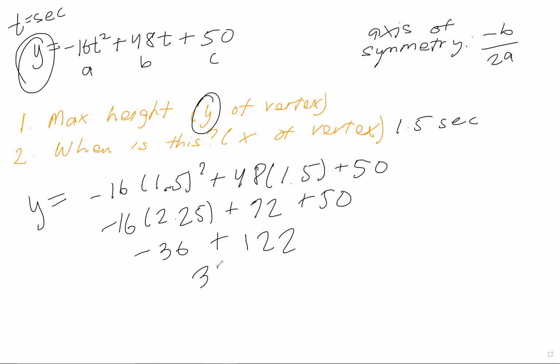Wait, did I do it wrong? Hold on. Let me check what I did. Wait, say that again. What was your answer? 86? That's correct. Okay, sorry, I just had to make sure. So the maximum is going to be, when you kick it off of the cliff, 86 feet, and that's after 1.5 seconds. So you can write that down as your answer for Friday. Okay, can I erase? Yeah.